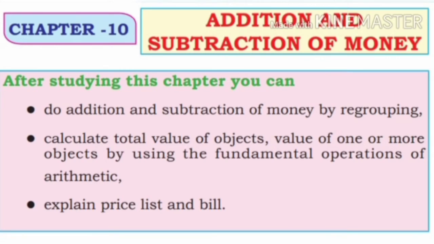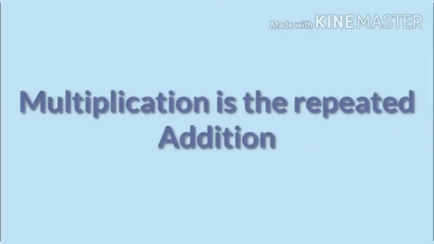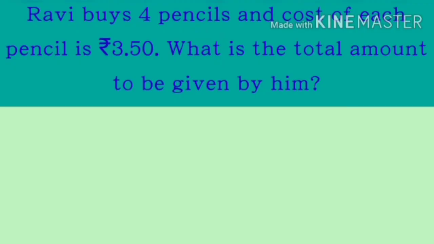Let us continue the chapter 10, Addition and Subtraction of Money. In your previous class, you have learned that multiplication is the repeated addition of numbers. Ravi buys 4 pencils and the cost of each pencil is 3 rupees 50 paise. What is the total amount to be given by him? Here, which fundamental operation should be used?